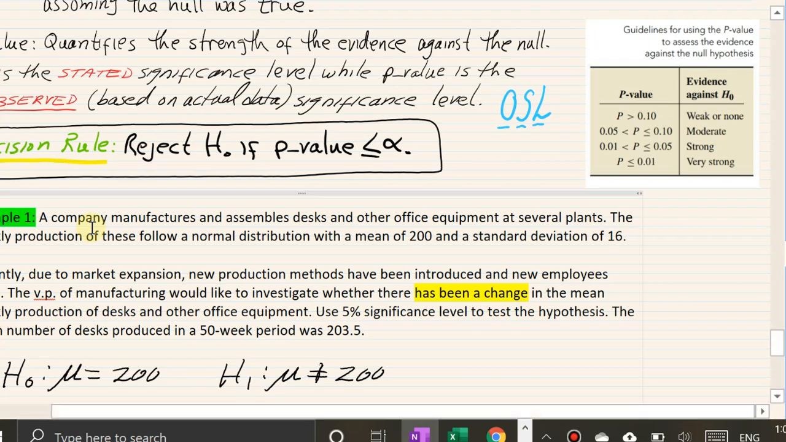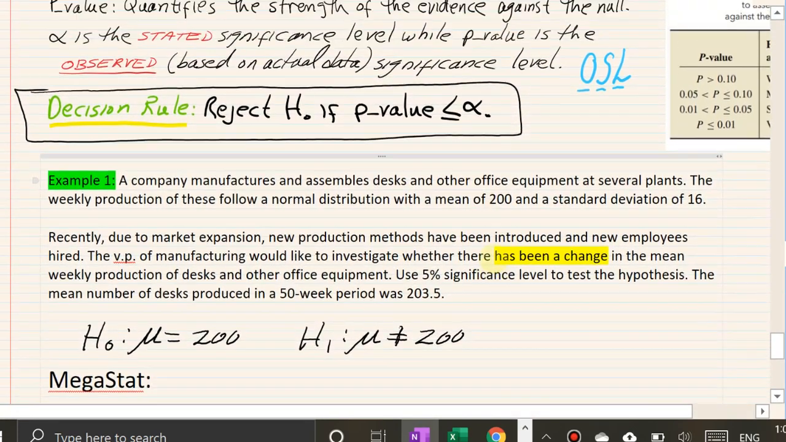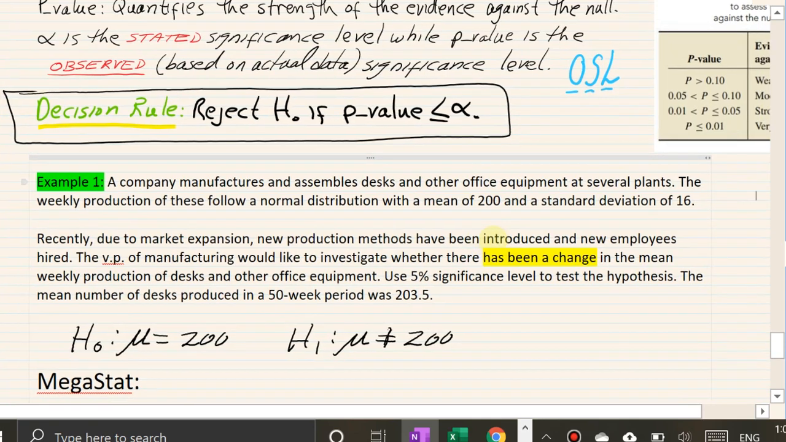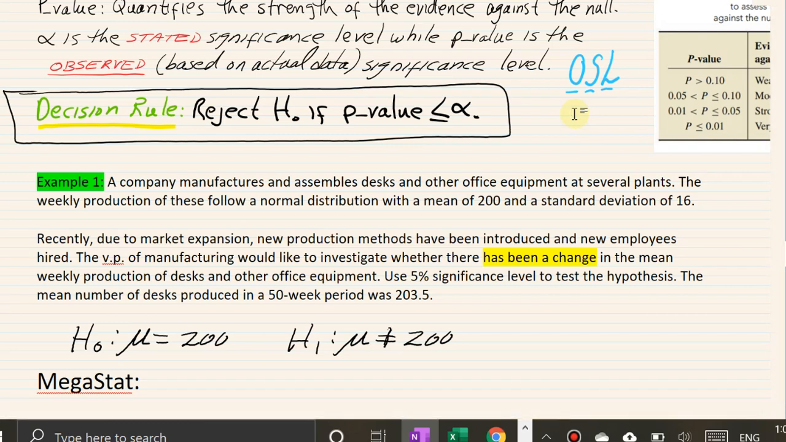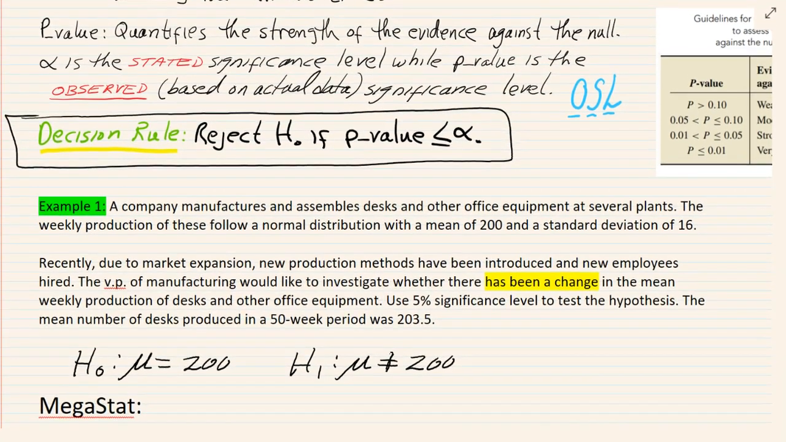Now, let's take a look at an example here. Then we'll actually go to MegaStat with this example, and then we'll transpose the results to here, to my note. Let me just slide it up. There you go. So let's read this example.